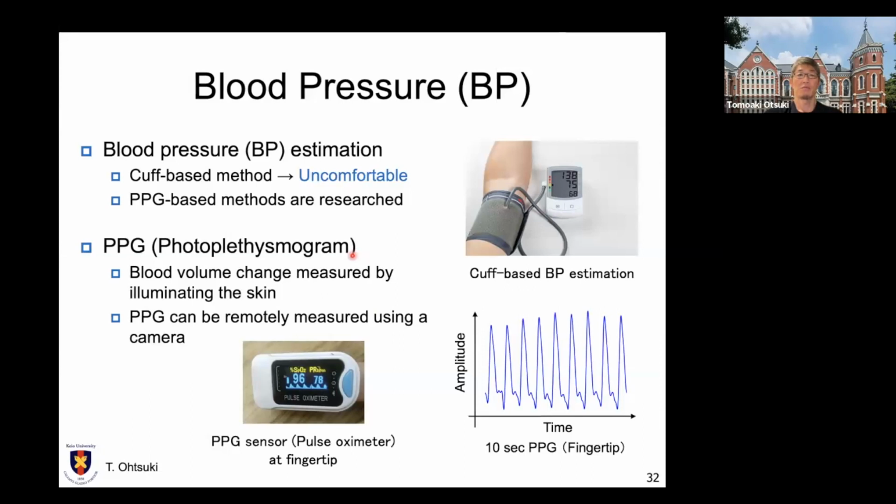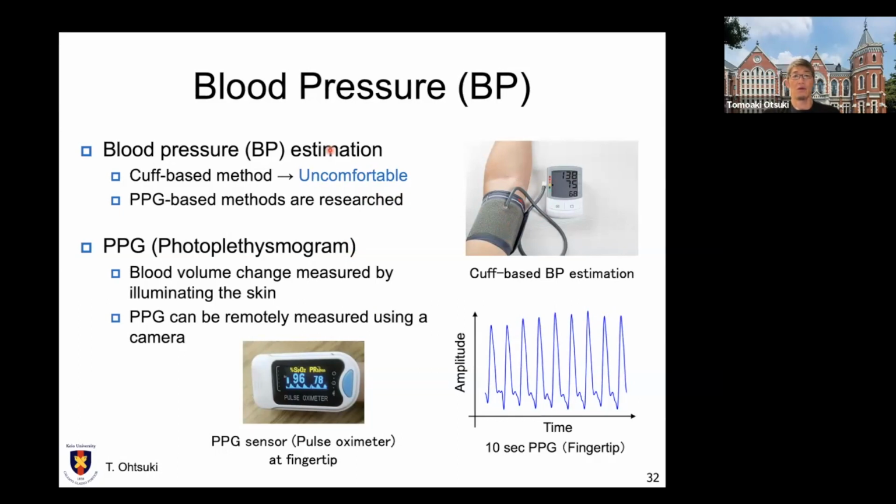So let's see blood pressure. Blood pressure is, of course, a very important vital sign. And usually we use this kind of device, right? This is what we call a cuff. We attach the cuff to the arm, and then it measures the blood pressure. Of course, it's not so comfortable, so it's also not so easy to measure so often.